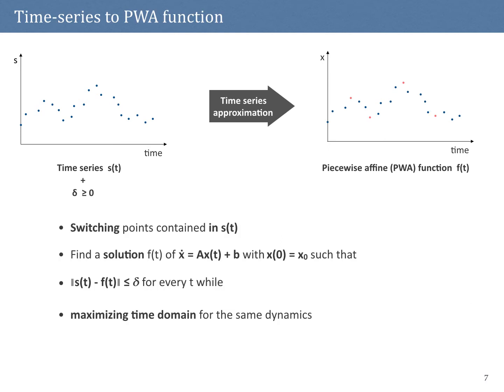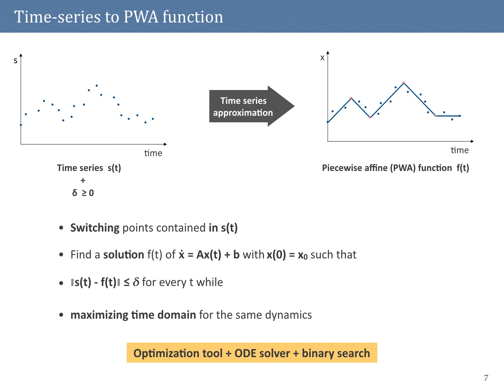In the first phase of our algorithmic framework, we construct a piecewise affine trajectory from a time series S, where we consider switching points of the function f from the set of points in the time series, marked here in orange. Then we need to find an affine dynamical system x' = Ax + b and an initial state x0 such that the solution f satisfies that the norm of S minus f is less than or equal to delta at every time, while maximizing the time domain for the same solution. We solve this problem with a query to an optimization tool in combination with an ODE solver, and maximize the time domain using binary search.